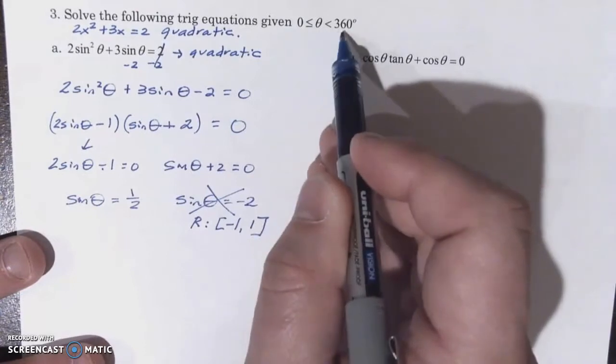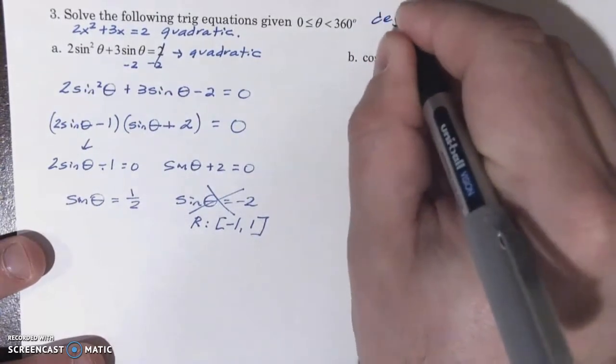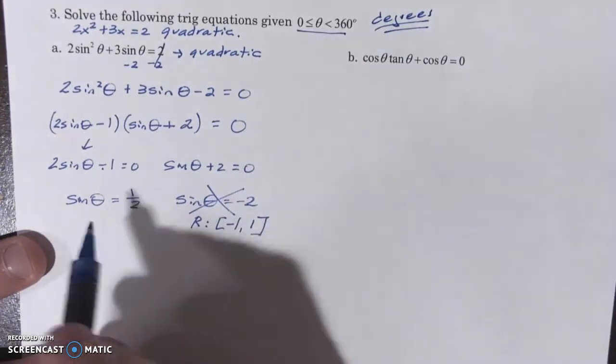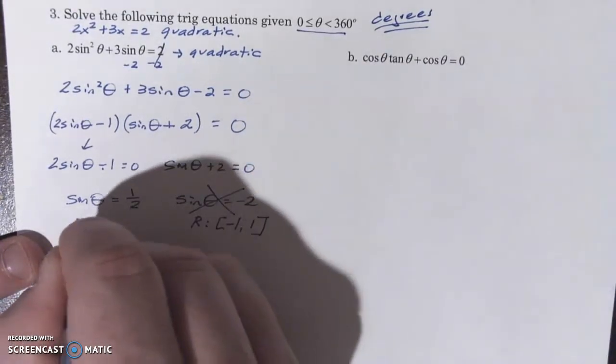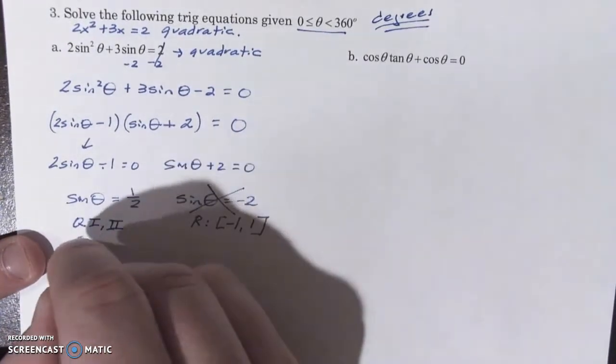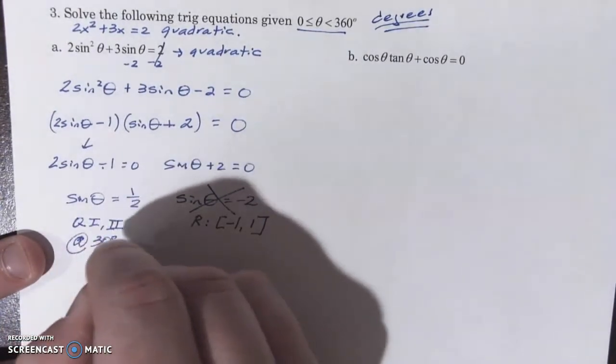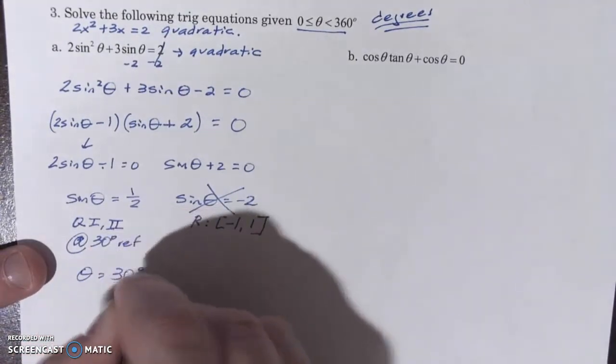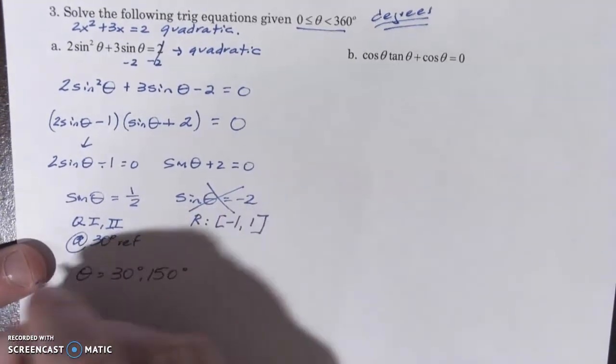We're looking from 0 to 360 degrees. Keyword here, we're working in degrees because of the domain they gave us. Sine is positive in quadrants 1 and 2. Sine is 1/2 at 30-degree reference angles. And we're working in degrees, so theta will equal 30 degrees or 150 degrees.